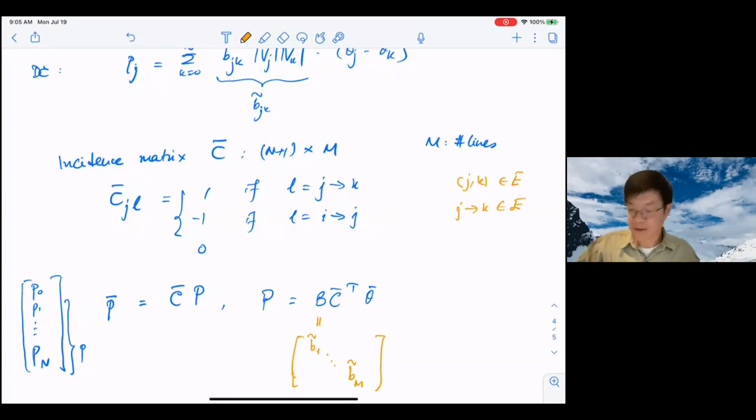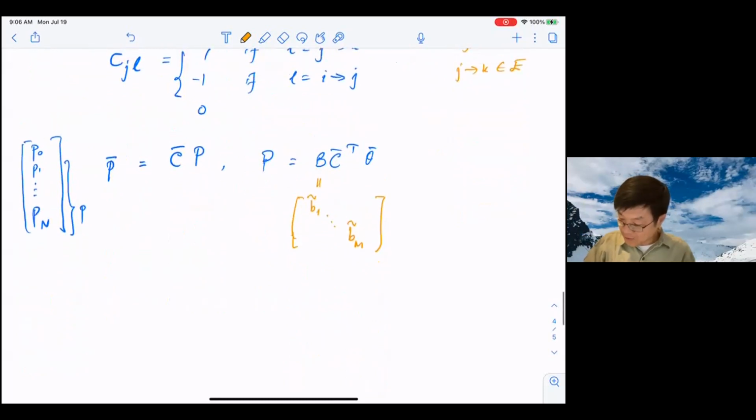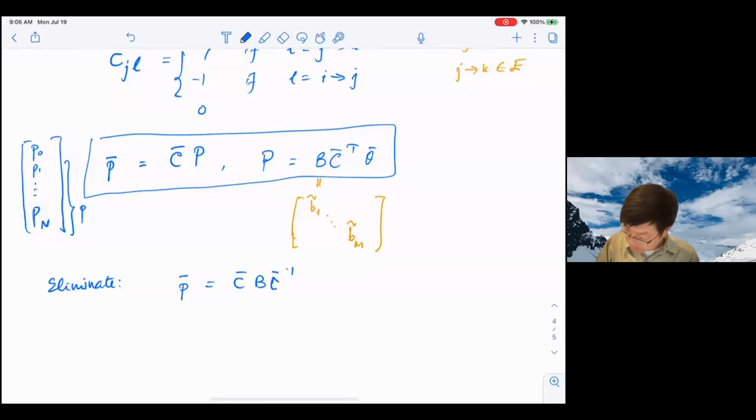Okay, let me see, what time is it now? Okay, let me just make a comment on how this is used, since I think I still have some time. Okay, so this is the DC power flow equation in vector form. We can eliminate the line flows and obtain P equals this times the transpose of theta, right? If we substitute the line flow into this, you just get this.